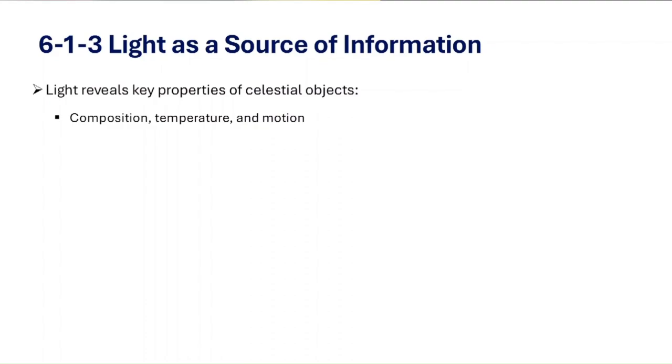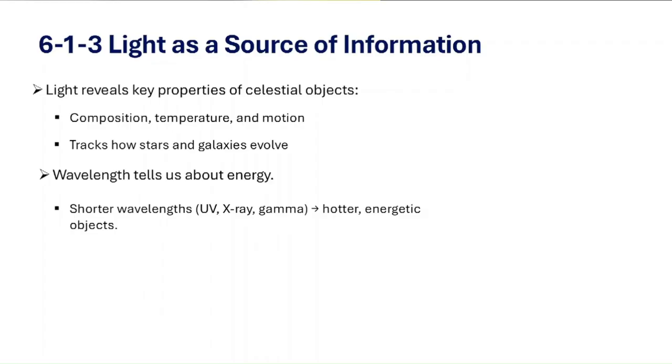So by observing changes in brightness, color and composition over time, astronomers track how stars age and galaxies evolve. So we say light provides the timeline of the cosmos. And the shorter wavelength waves like UV, X-ray and gamma photons carry a lot of energy. So they come from hot, violent places like the sun's corona, exploding stars or matter spiraling into black holes. And they can also be dangerous to life, which is why Earth's atmosphere blocks most of them.